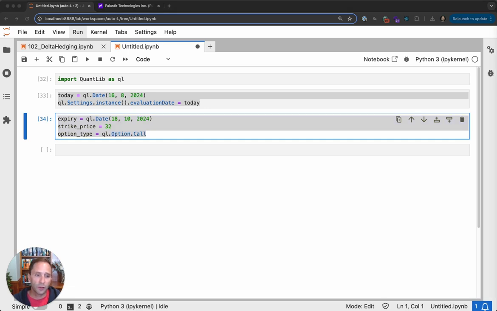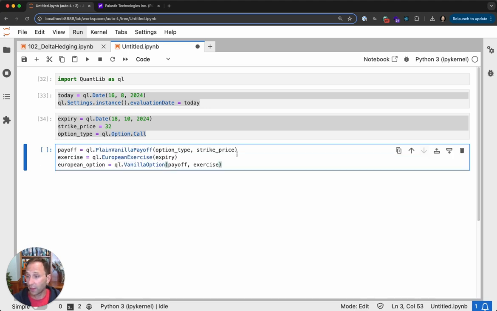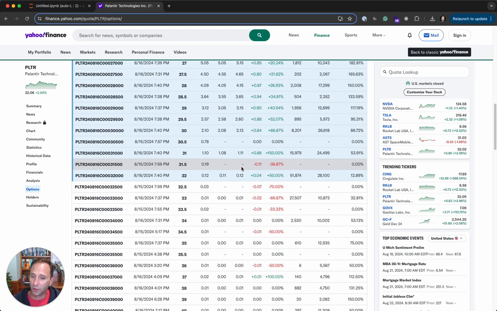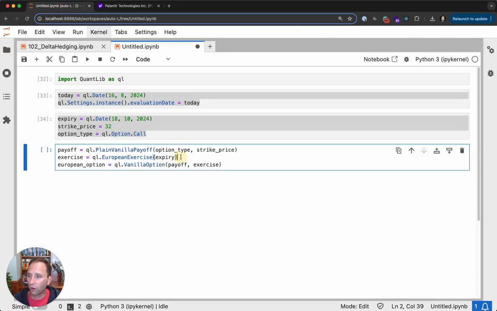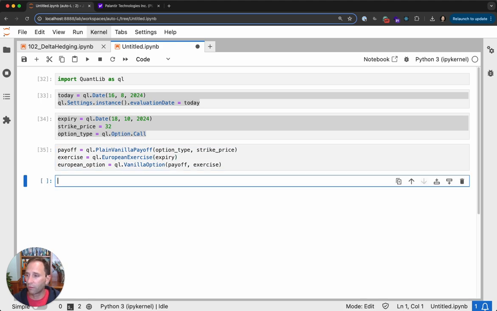The next thing we need to do is actually create the payoff and exercise objects. So this is a plain vanilla payoff for a call option, which is the max value of the stock price minus the strike price, or zero at expiration. And we are going to use a European exercise in this case. Now, Palantir, arguably these are American options, which means you can exercise them at any time prior to expiration. But today we're just going to look at a European exercise for demonstration purposes. And we will then create the vanilla option, i.e. the European option, using the payoff and the exercise objects, which come from quantlib.